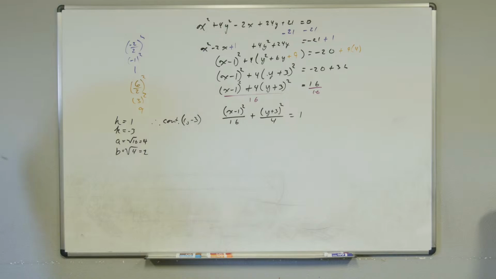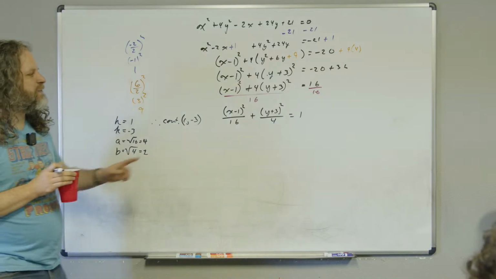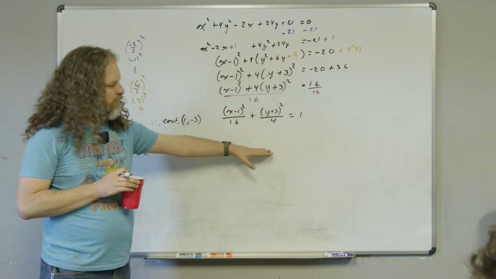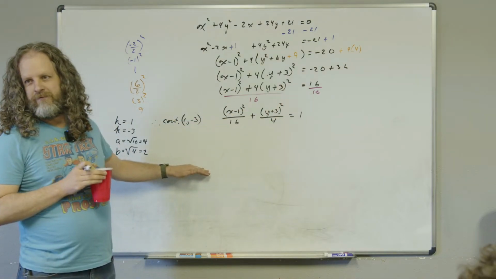Now, this ellipse, is it a horizontal one or a vertical one? It's horizontal. How do we know that? Because the number under the x is bigger than the number under the y. So this is a horizontal one, right?